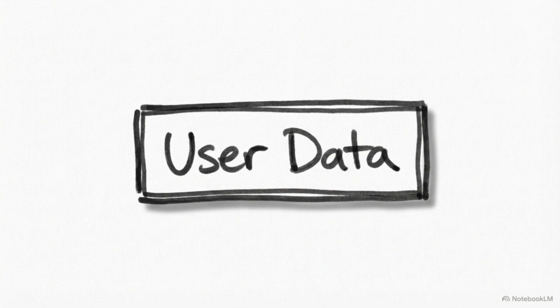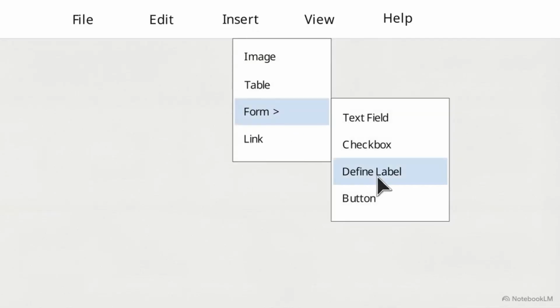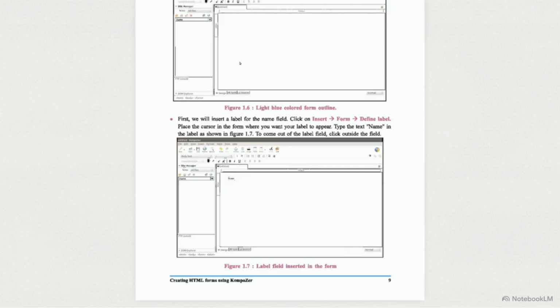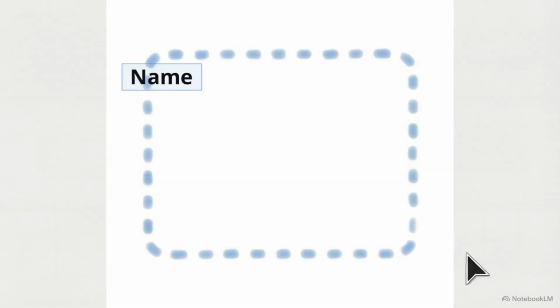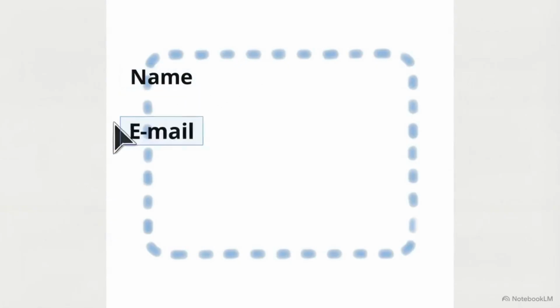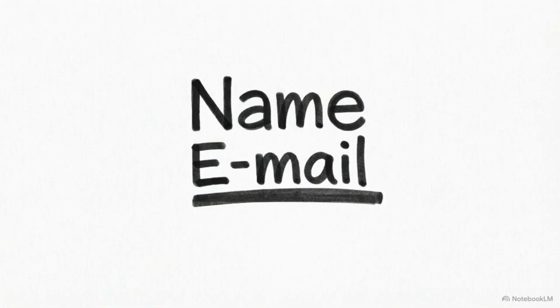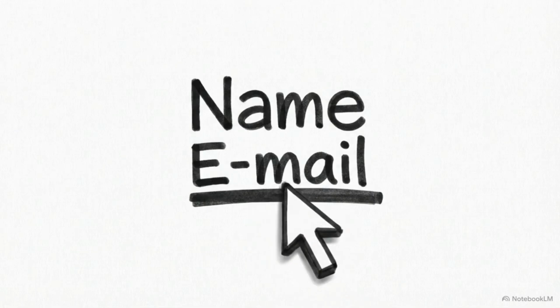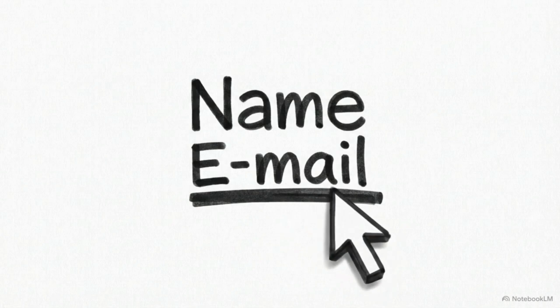Now we define what information we want. Click Insert, Form, and select Define Label. Place your cursor inside the dotted boundary and type the word Name. Looking at the bottom image, you can see the name text successfully embedded within our designated workspace. Click anywhere outside that label field to lock its state. Then repeat those exact steps to create a second label for Email right below it. These labels create a human-readable map of the interface. However, they are static text and do not yet possess any data collection capabilities.